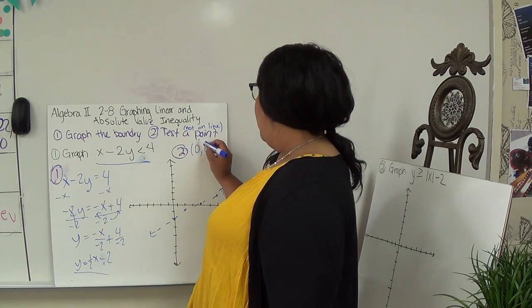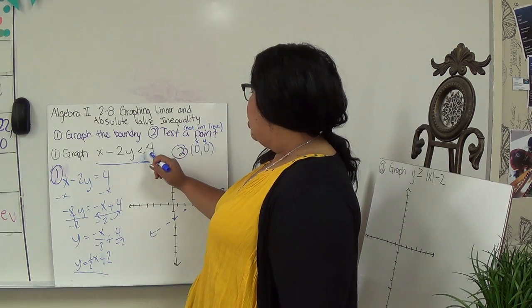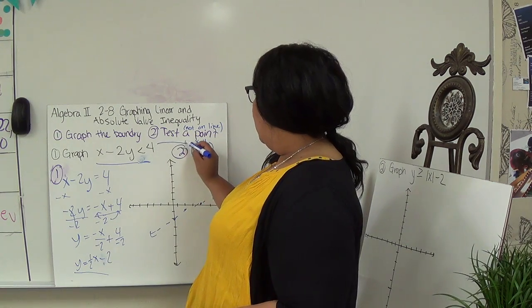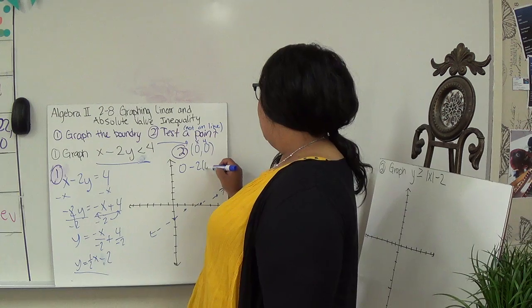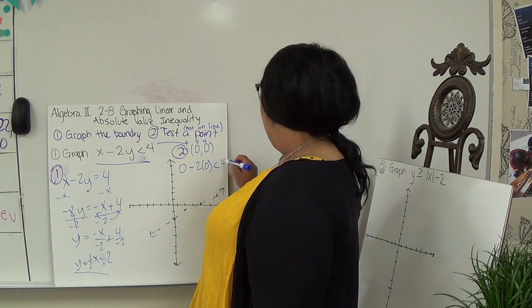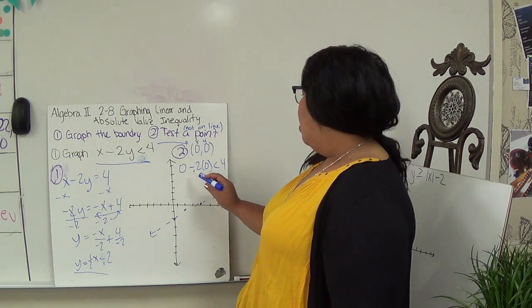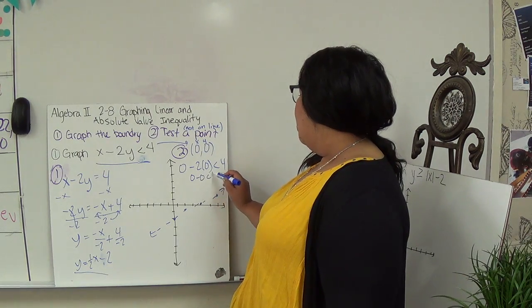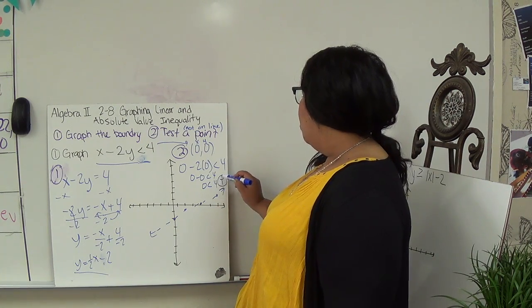I'm going to test this point. This is my x and y, and I'm going to plug it into my original inequality. So I put 0 for x minus 2 times 0 is less than 4. This is where the inequality comes back in, because I'm going to check it. Well, 0 minus 0 is less than 4. 0 is less than 4. This is, in fact, true.